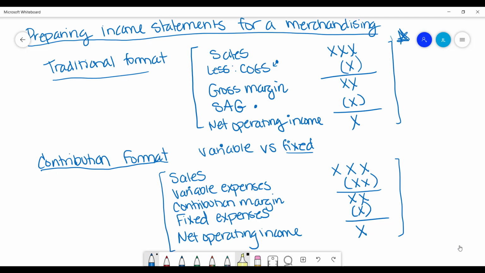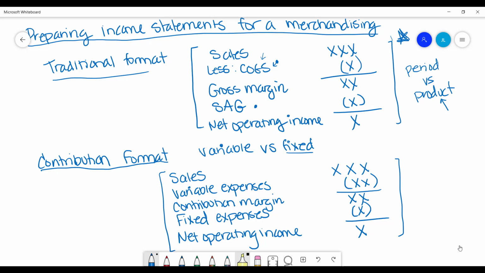Okay, the traditional format breaks up period versus product costs, right? And product costs, again, show up on the balance sheet, but as soon as a unit is sold, it goes from being a product cost and moves over to the cost of goods sold account. Period costs are expensed right away. Okay, so it's not until a product is sold that its cost shows up on the income statement.